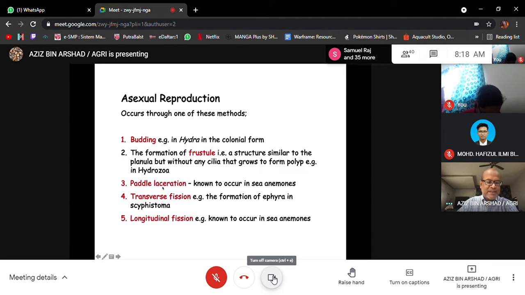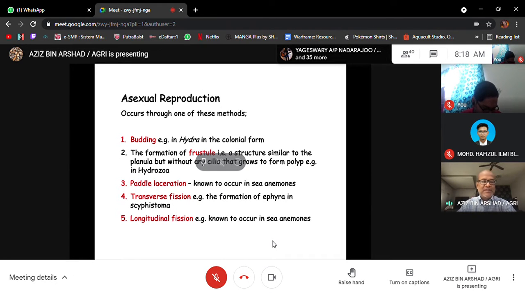What happens is the base of the animal will be retained during certain unfavorable conditions, and when the condition goes back to normal, this pedal portion will start to germinate back or continue to grow as the animal. And number 4 is transverse fission. This is what you see during the life cycle of Aurelia. There is the formation of ephira from scyphistoma.